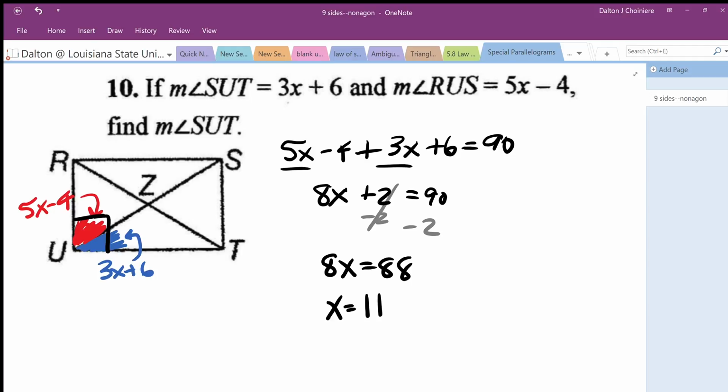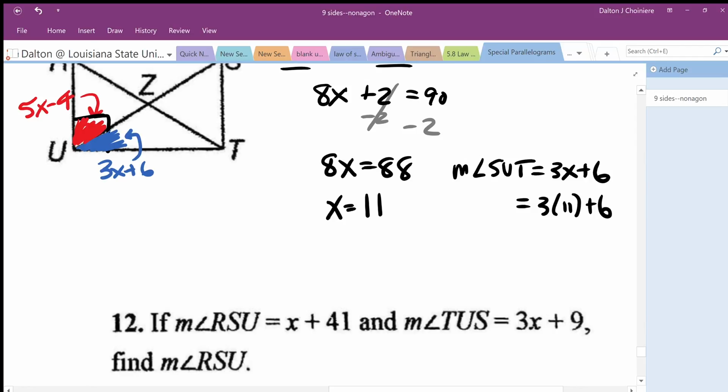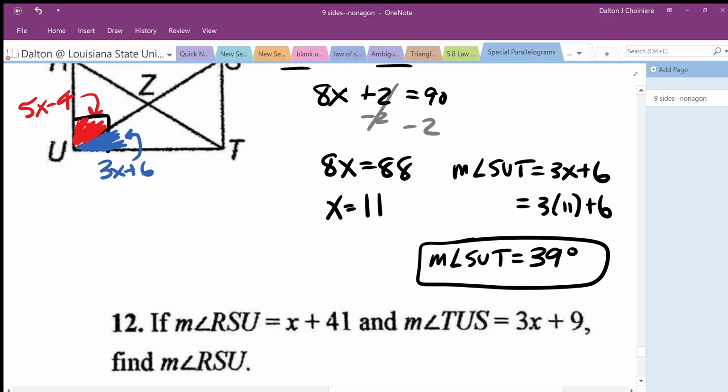But the question is, what is the measure of angle SUT? Well, SUT, given in the problem, is 3x plus 6. But you know x is now 11. So then we can do 3 times 11 plus 6. So what is 3 times 11? 33. And then 33 plus 6 is 39. So then we can say the measure of angle SUT equals 39 degrees.